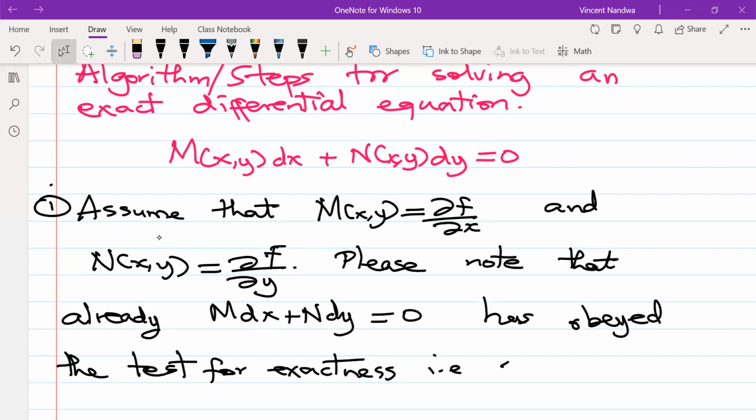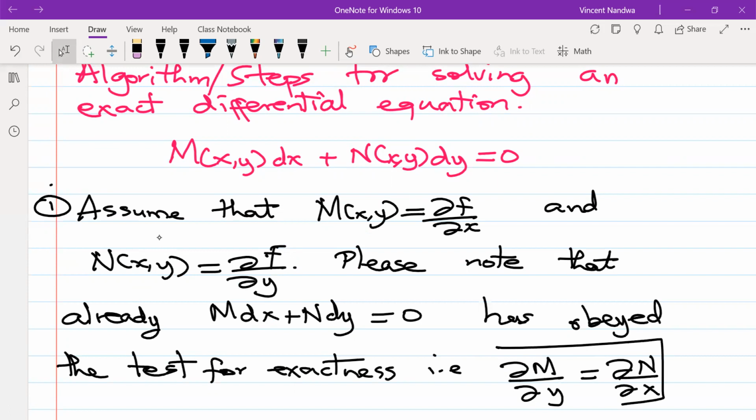That is, you have completely shown that partial M partial y equals partial N partial x. We have to first test whether the equation is exact before you start these steps. So this is already assumed that the condition for exactness is holding for this given equation. So once this condition holds, then assume that M is partial f partial x and N is partial f partial y.